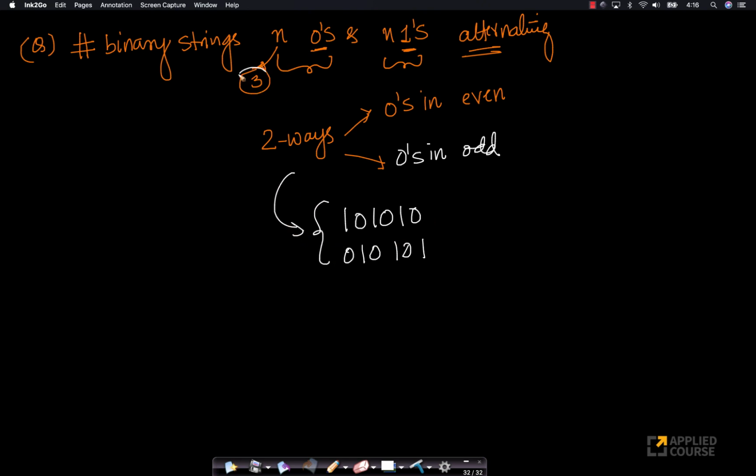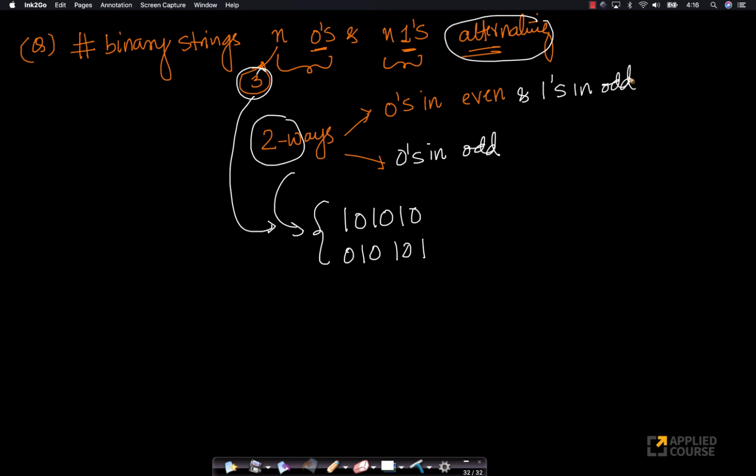I'm just constructing an example for n equals 3, but this is true for any n. For any n, if I have n zeros and n ones, and if I want to construct binary strings such that ones and zeros are alternating, I have only 2 options. Ones in even, which obviously means zeros in odd. Similarly, zeros in odd and ones in even position. They both are equivalent concepts if you think about it, right? So zeros in odd basically means ones in even because you want them to be alternating. A very simple example. Just wanted to bring up slightly different examples also.